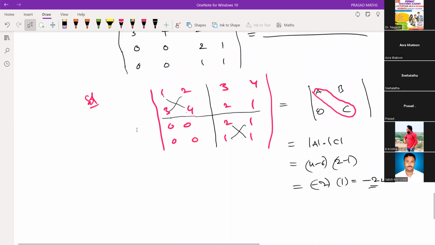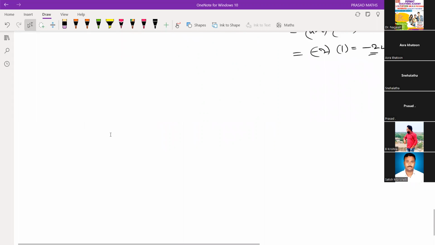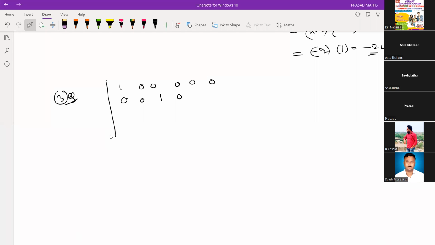So what is the basic idea? The basic idea is to first form a block matrix suitably. Understand? That is the important idea. You can take another example for understanding purposes: 1 0 0 0, 0 0 0 0, 1 0 0 0.